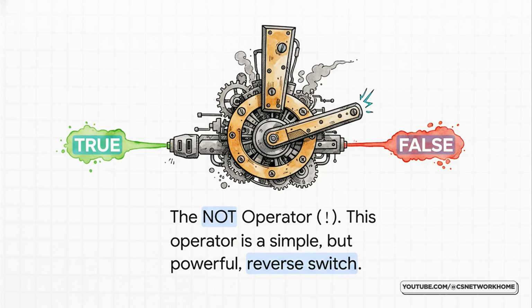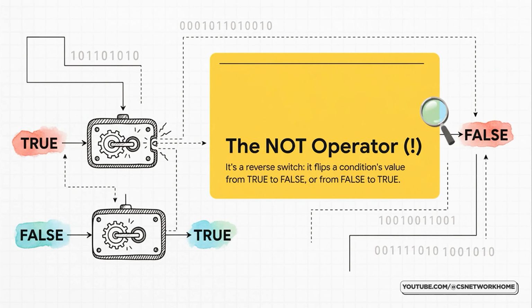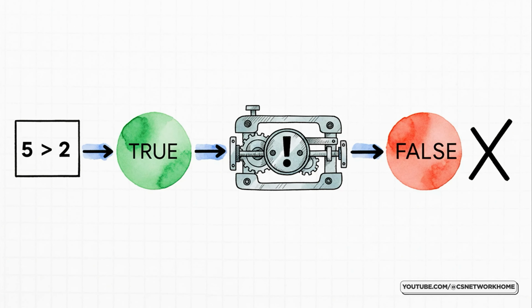And last but not least, we have the simplest, but sometimes the most useful logical operator, NOT. It's just a single exclamation point, and its job is super straightforward, but incredibly powerful. I love this reverse switch analogy because that's exactly what it is. NOT simply takes whatever value you give it and flips it to its complete opposite. If something is true, putting a NOT in front of it makes it false. If it's false, NOT makes it true. It's that simple.